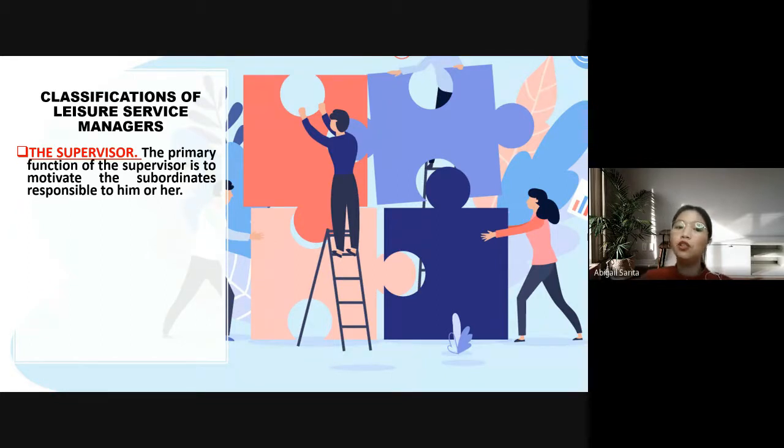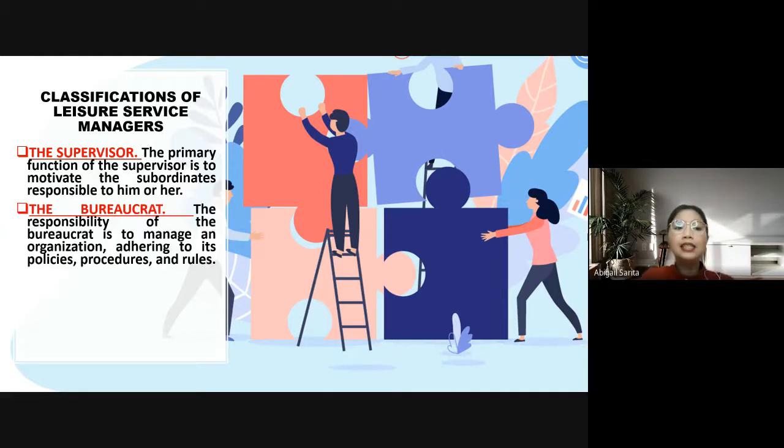Tandaan nyo, when we say supervisor, supervise, or meron kayong supervision, lahat nakikita nyo or malawak yung paningin nyo dun sa bawat aspects ng projects. Next is the bureaucrat. When we say the bureaucrat, this is to manage an organization adhering to its policies, procedures, and rules. So, ito naman yung mga tao na nagpapatupad ng mga rules and regulations inside the organization. So, sila yung umiikot inside the organizations.